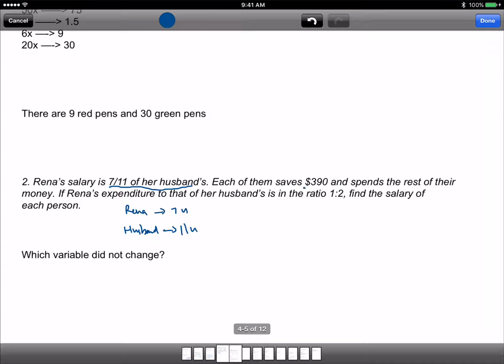So each of them saves 390 and spends the rest of their money. If Rena's expenditure, okay, so since both of them save 390, that means the difference between before the saving and after the saving should be the same. So let's take a look. Alright, so which did not change is the difference. Right, so I need a little bit more space. I have a Rena and a husband.